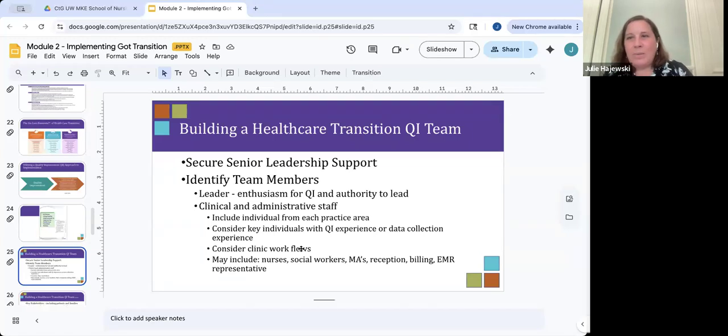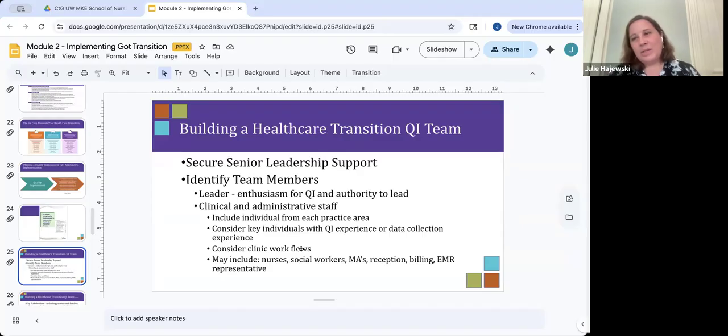I spend a couple of minutes just talking about how you are going to build your transition team. Because you can be the biggest cheerleader, right? I can be in my internal medicine clinic saying, rah rah, we are going to transition every youth. But if nobody is supporting me and no one else is on board, unfortunately, it has minimal success. So I talked a little bit about making sure that we have secured senior leadership, that we've identified team members, and that the team members within your practice, clinic, or system stretch across all different disciplines, right?